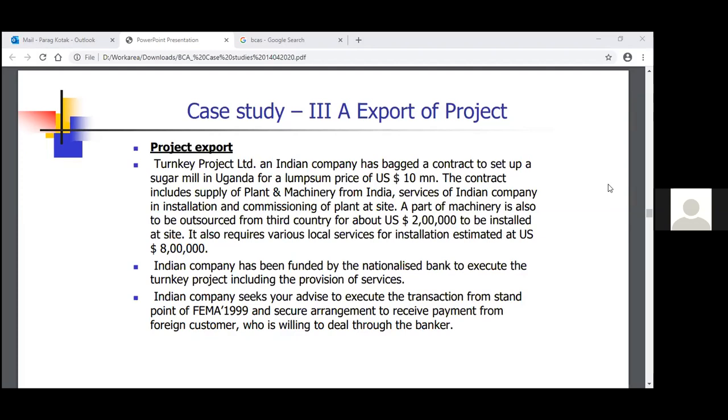But the power of pronouncing the regulation arises from section 7 of the FEMA, which allows RBI to frame regulation for the import and export of goods, although the transaction is a current account transaction. Will you all agree with me?